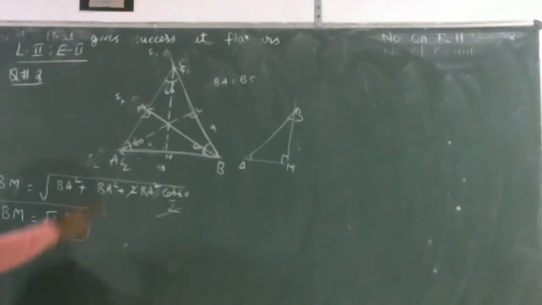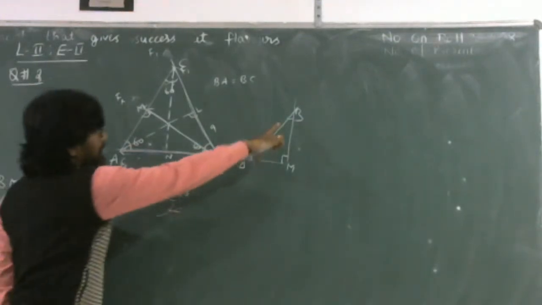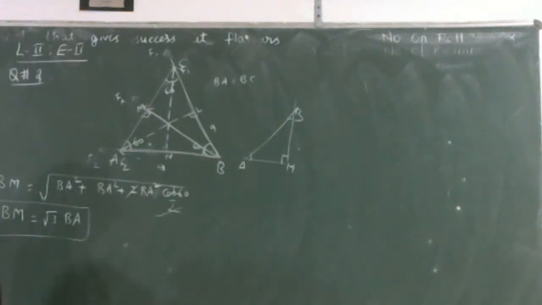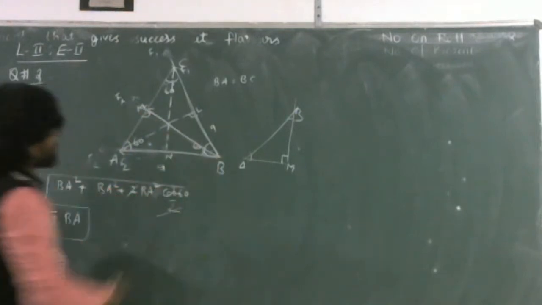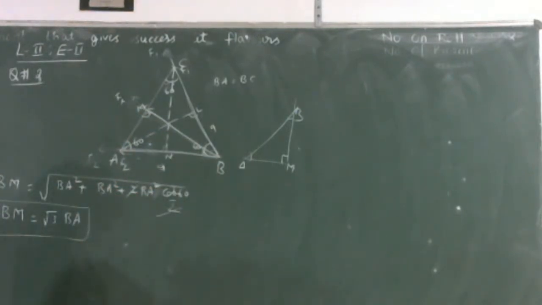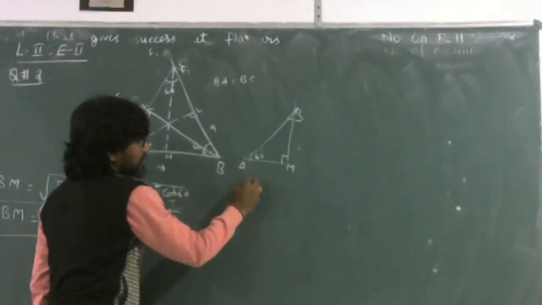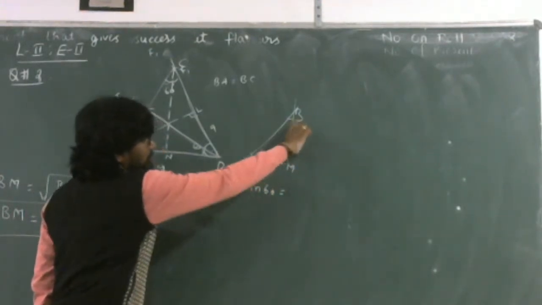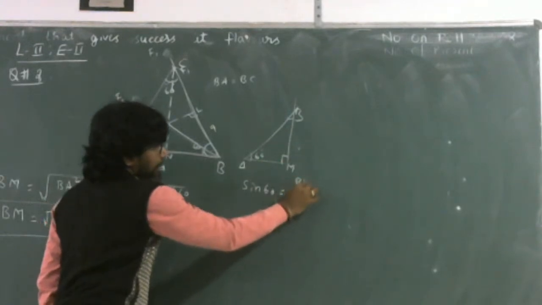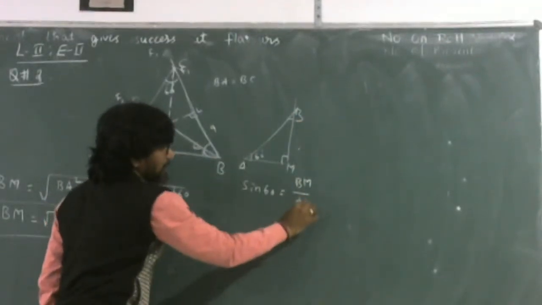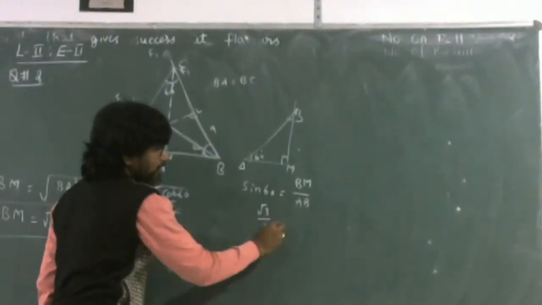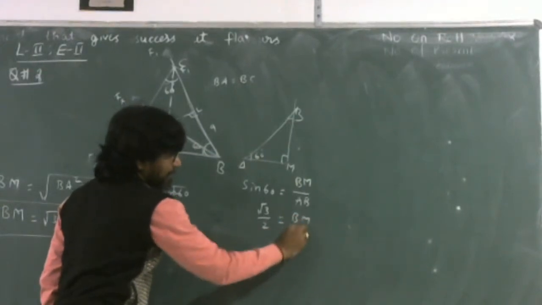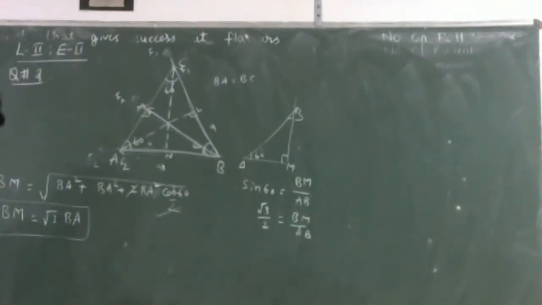So then, what is BA here? BA is acting like the hypotenuse. If you want BM, you can take sine theta. So this is 60 degrees. Sine 60 is equal to opposite side by hypotenuse. Opposite side is BM. Hypotenuse is our AB. So from this, what is sine 60? Root 3 by 2 is equal to BM by AB. So this is actually our resultant.